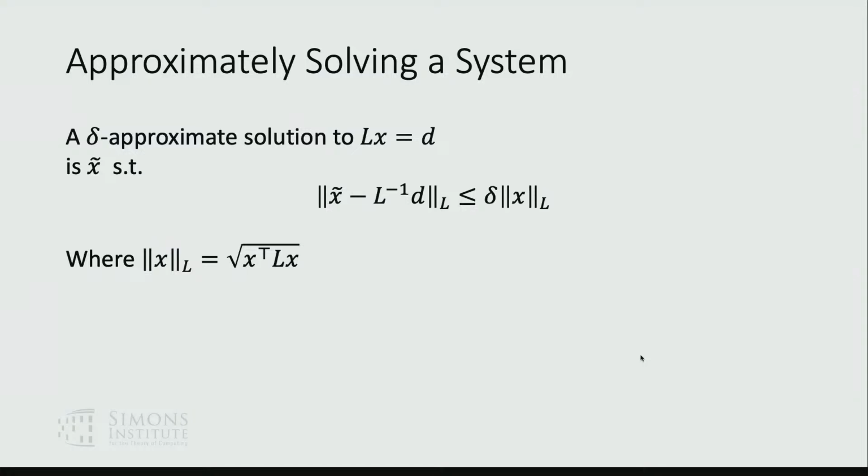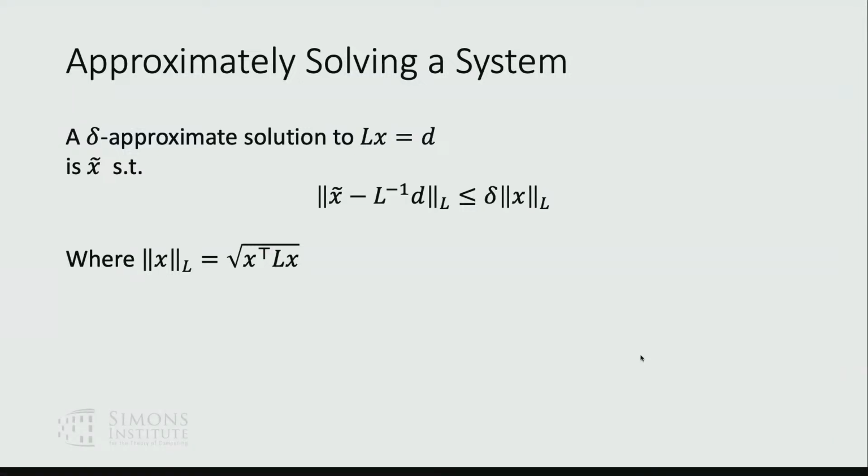Right? So if I wanted to solve Lx equals d exactly, the answers can be very long. They can require n digits just to write down the answer. So we'll not write them exactly, but we'll write them approximately, with very high precision. And what do I mean? We will return a vector x tilde, which is a delta approximate solution in the following sense.